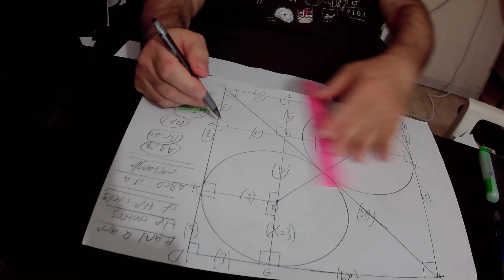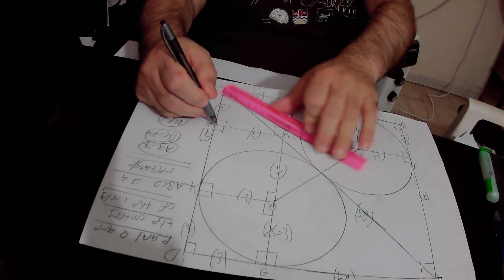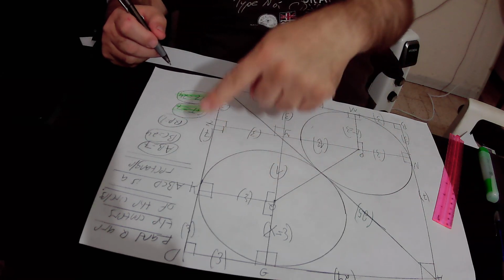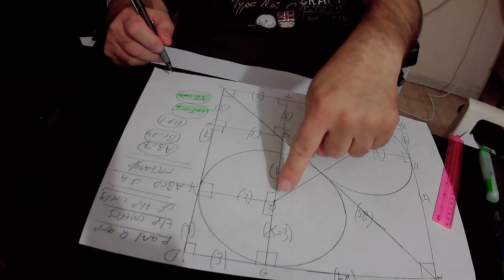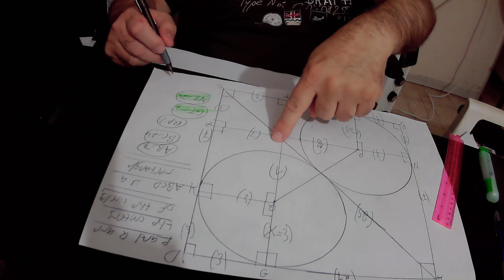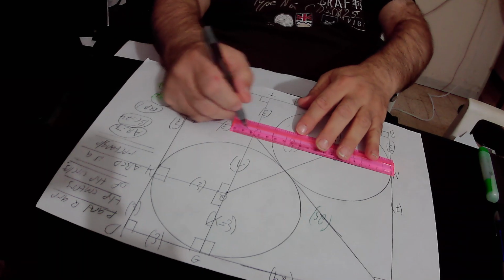So actually, inside quadrilateral QKZY, we have 1, 2, 3 right angles, therefore the fourth angle here must be also equal to 90 degrees in its size.